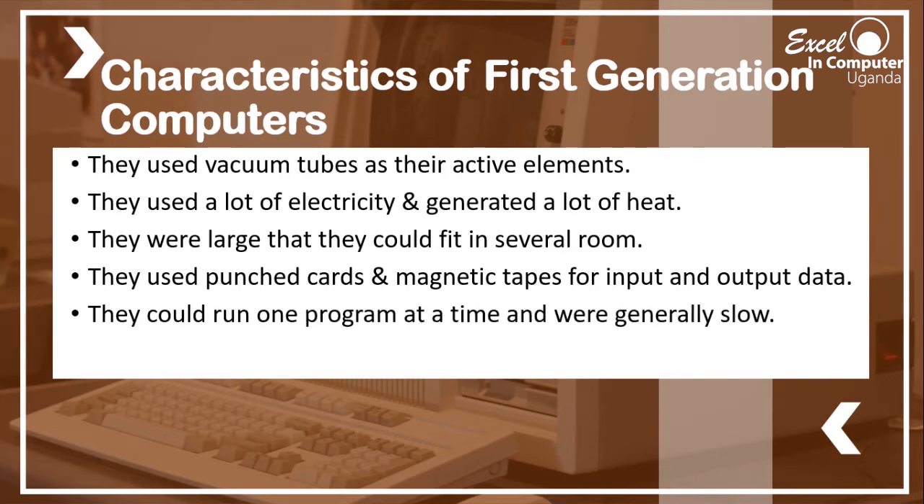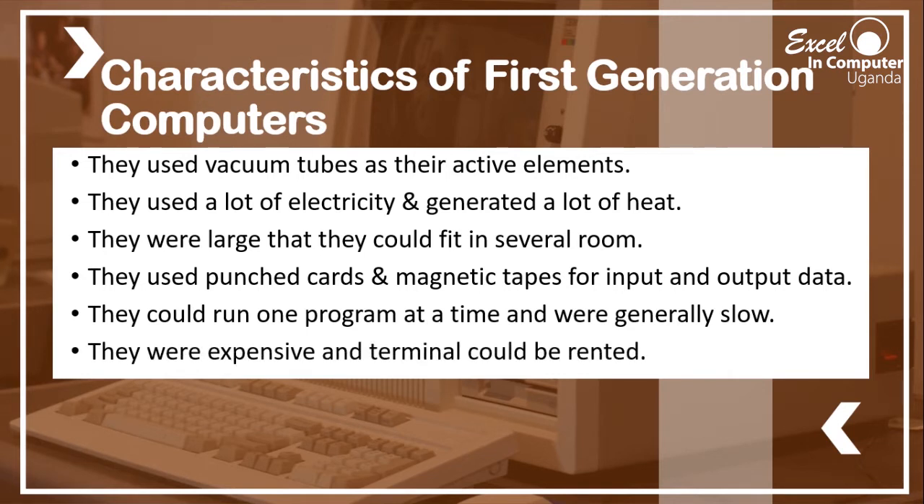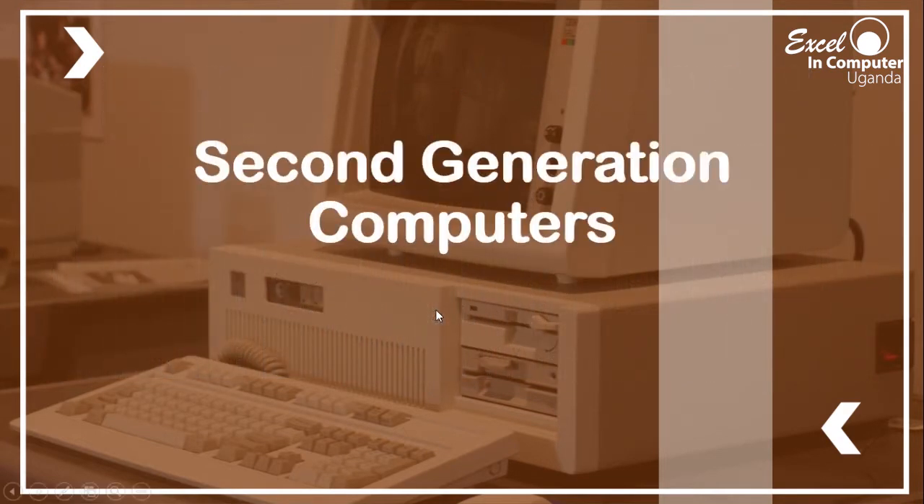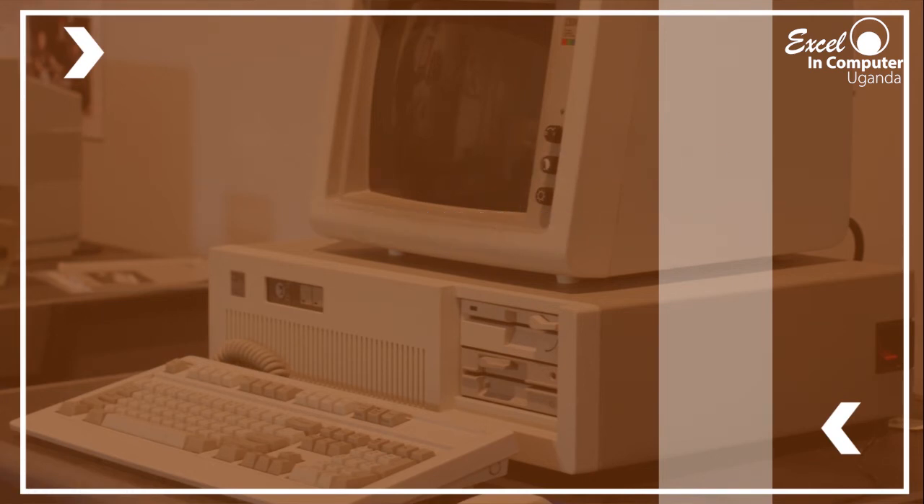They could run one program at a time and were generally slow. So if you have to compare, if we were still in the first generation, how things could be running. They were also expensive, and terminals could be rented. So you could not have the full computer, you could rent some parts of it in order to have a full functional computer. So after I've looked at first generation computers, we're going to be looking at second generation computers.